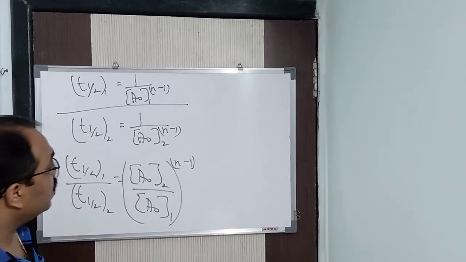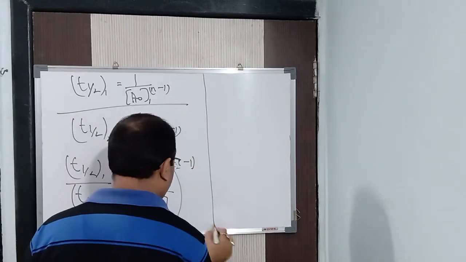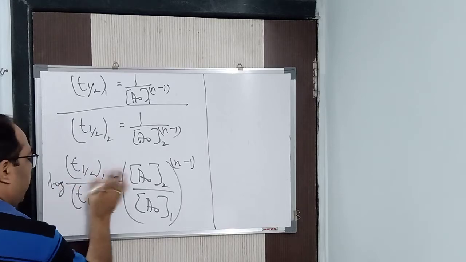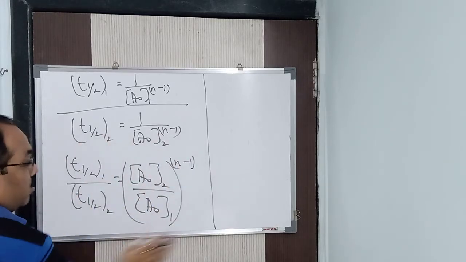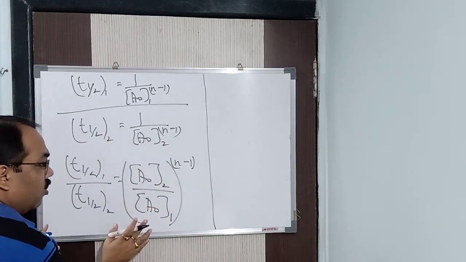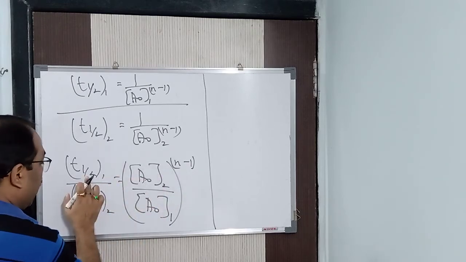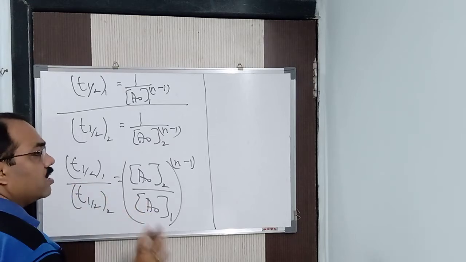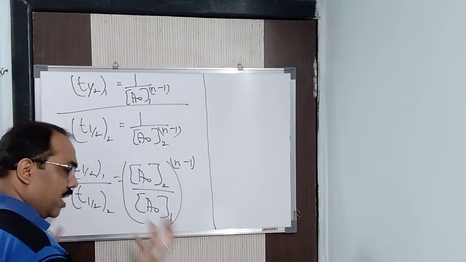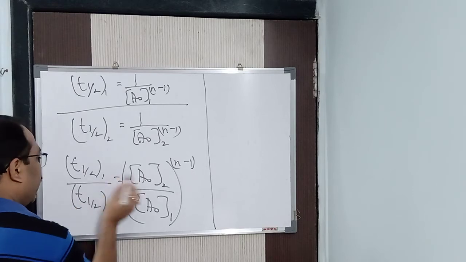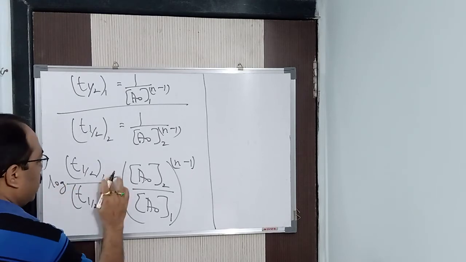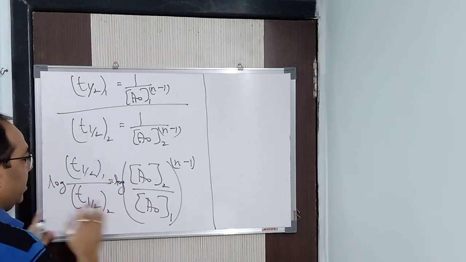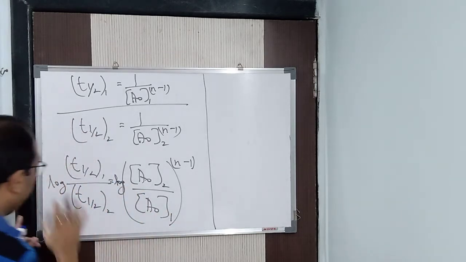Now, if the question is in logarithmic form, you take log on both sides. This is a formula we already got. Here, whichever is unknown, we can find it out, whether n is unknown or t half 1, t half 2 is unknown. Now, I want to convert this equation into logarithmic form because that also can be given in the question. So I will multiply log to both sides. Yes, I can multiply log to both sides.